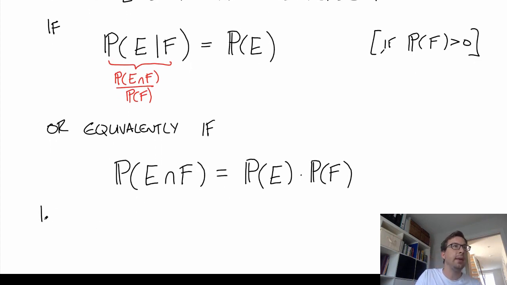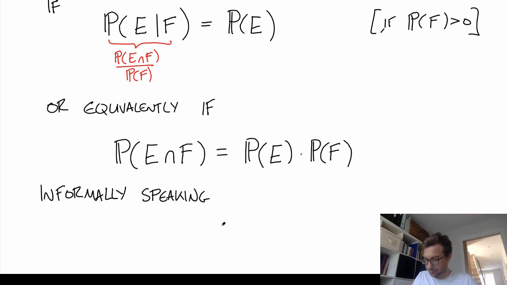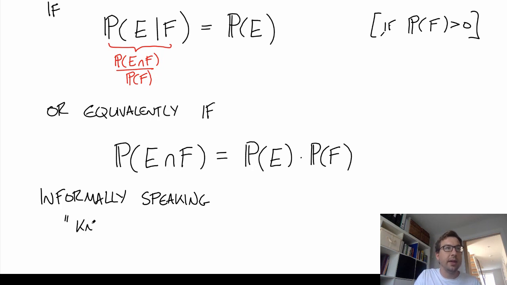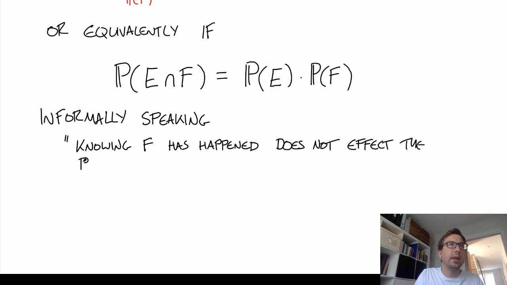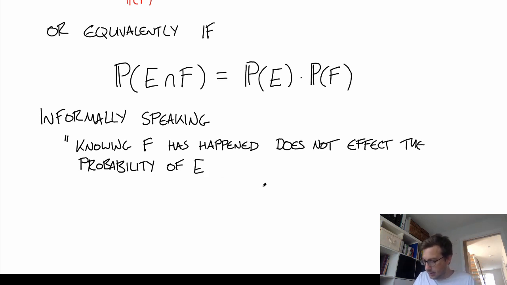So, informally speaking, what this is saying is that knowing event F has happened does not affect the probability of E occurring. Okay.